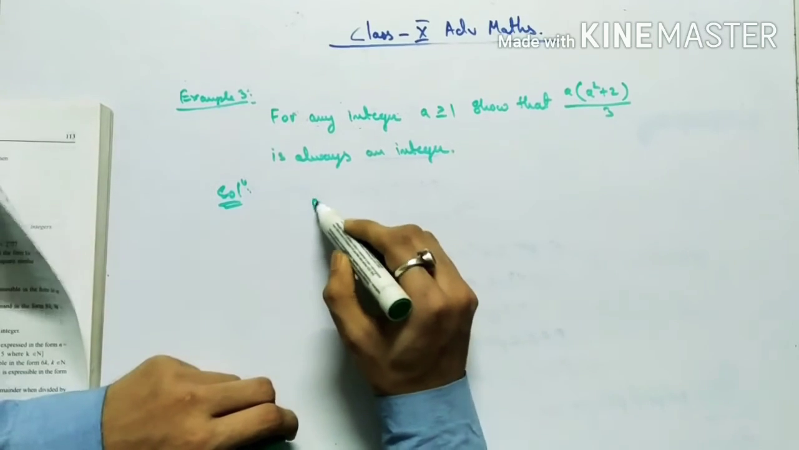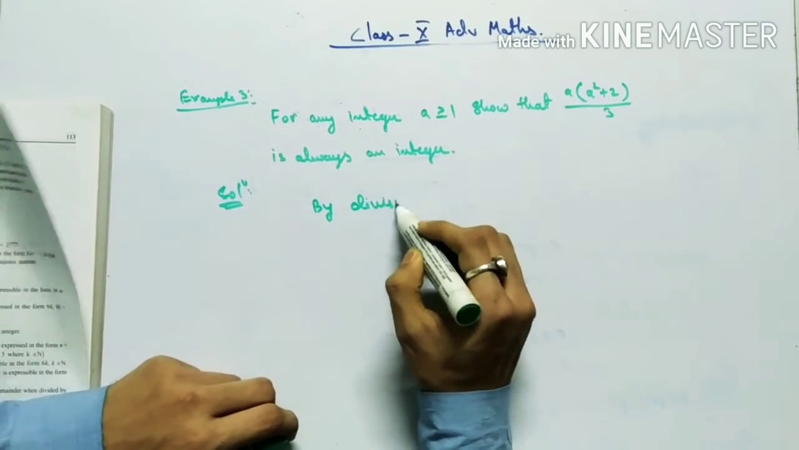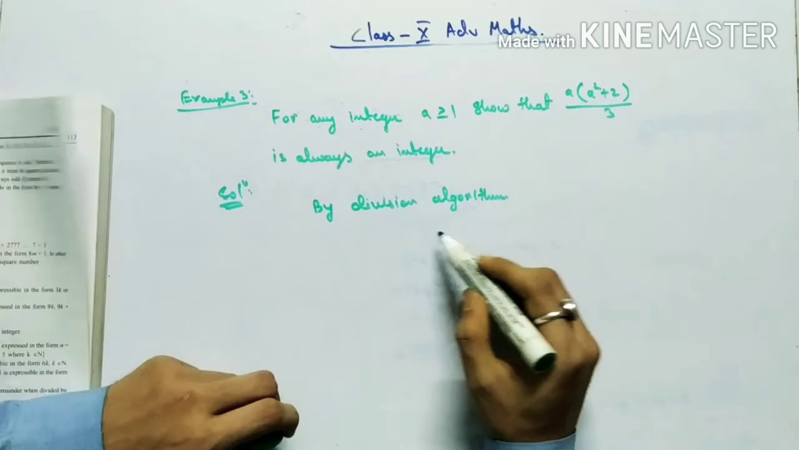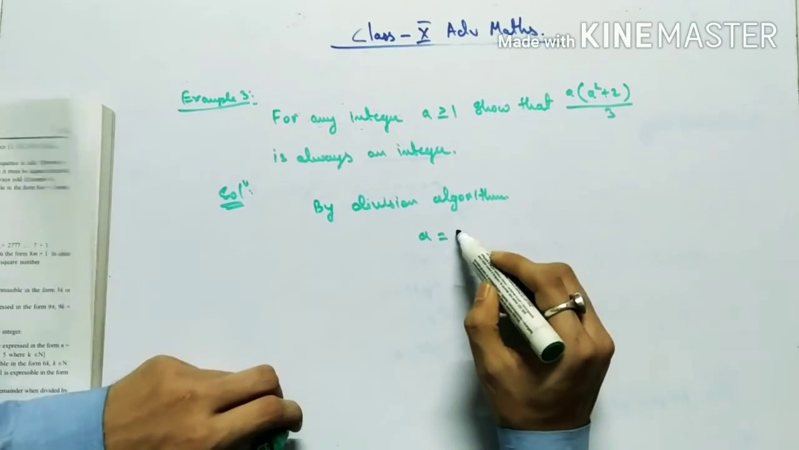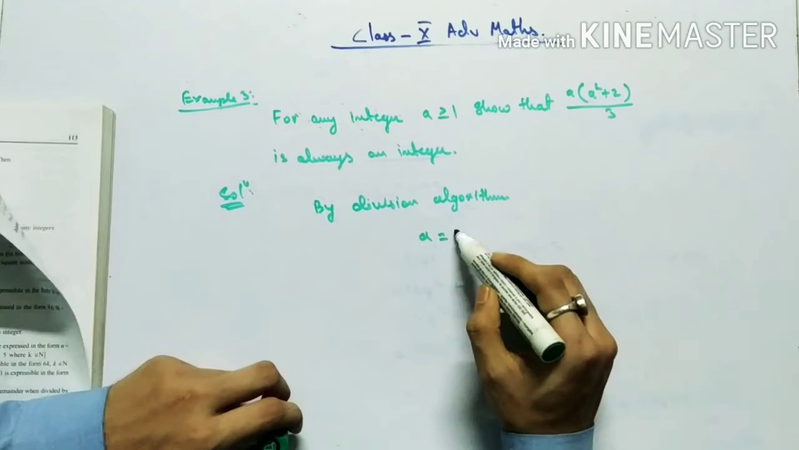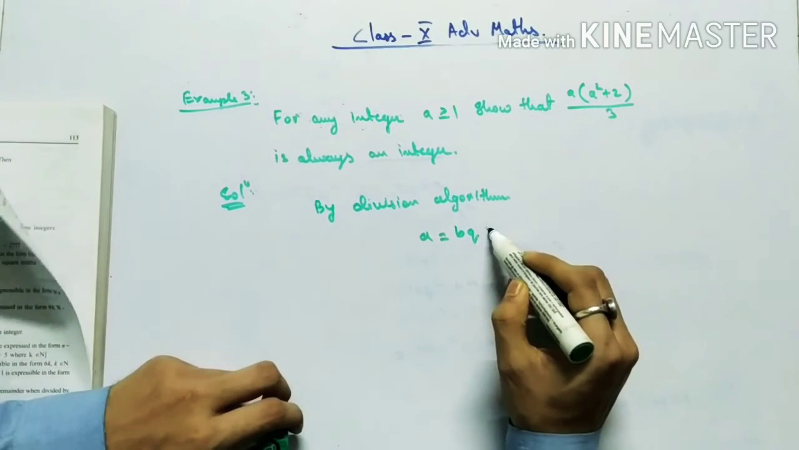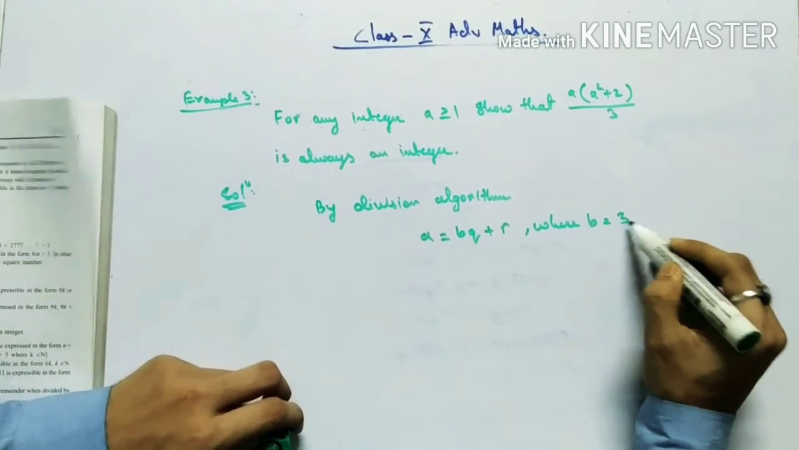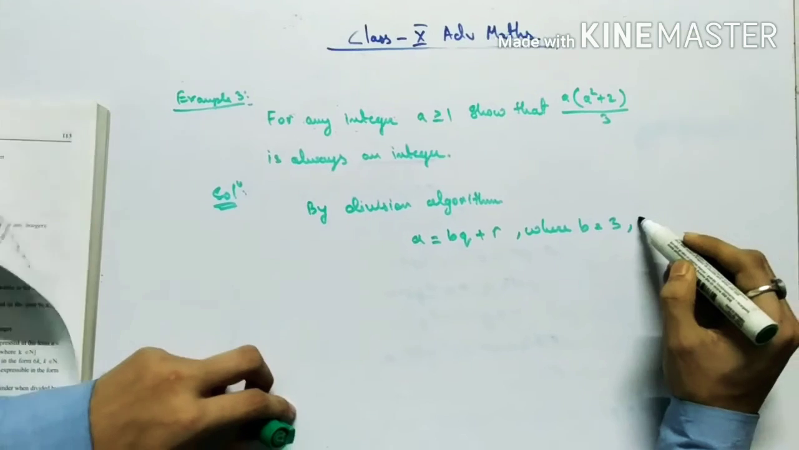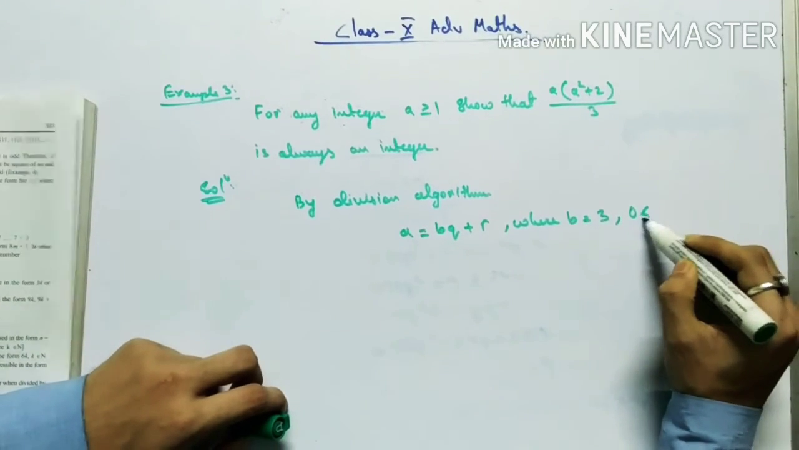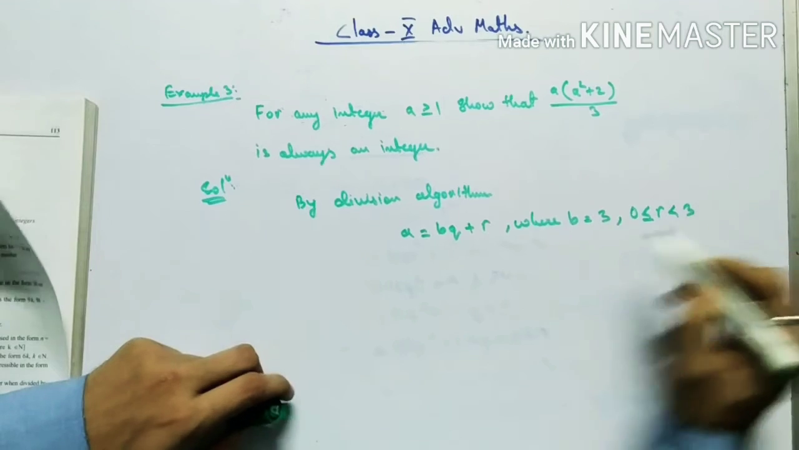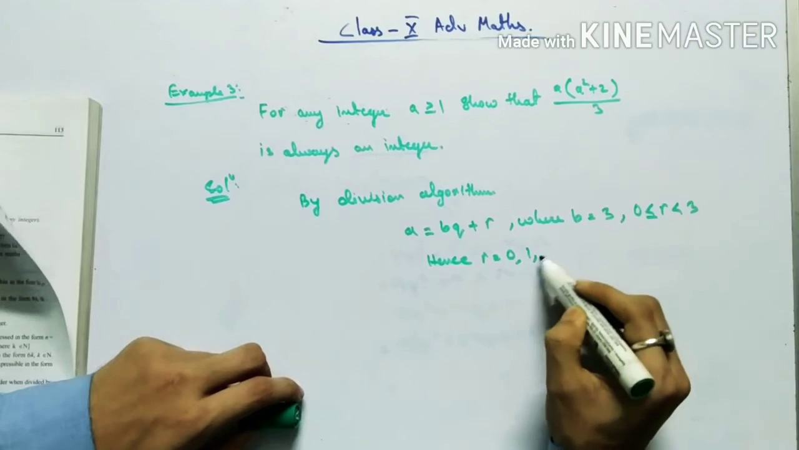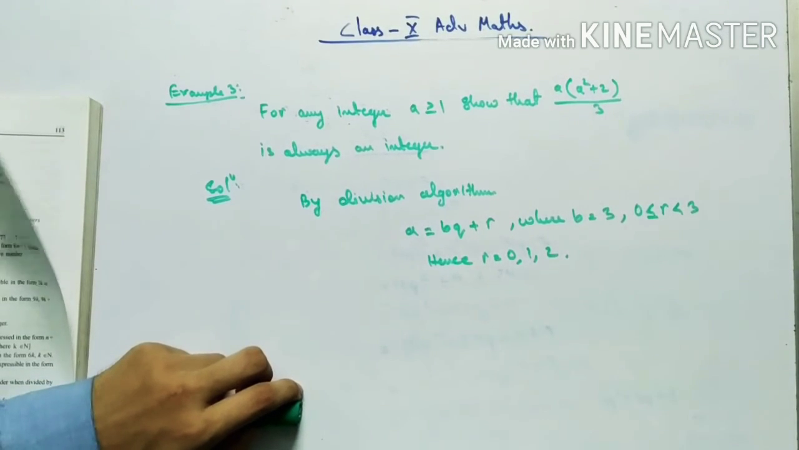So in here, by division algorithm, I get that a is equal to bq plus r, where b is equal to 3. Therefore the values of r will be greater than or equal to 0 and less than 3. Hence r is equal to 0, 1, 2.